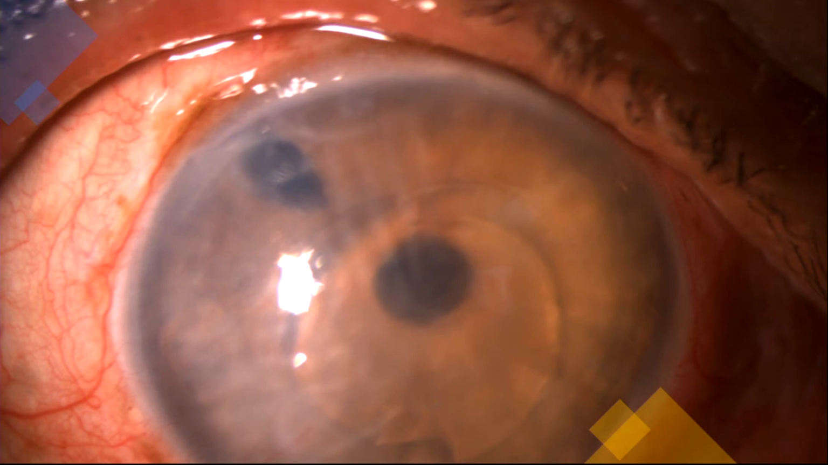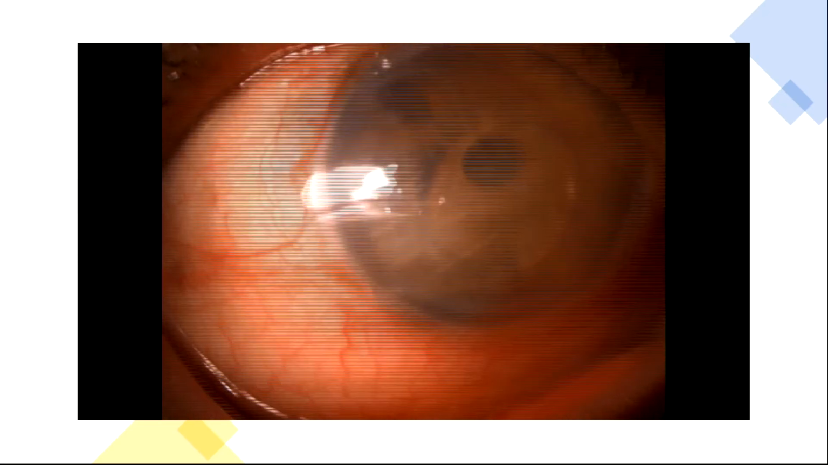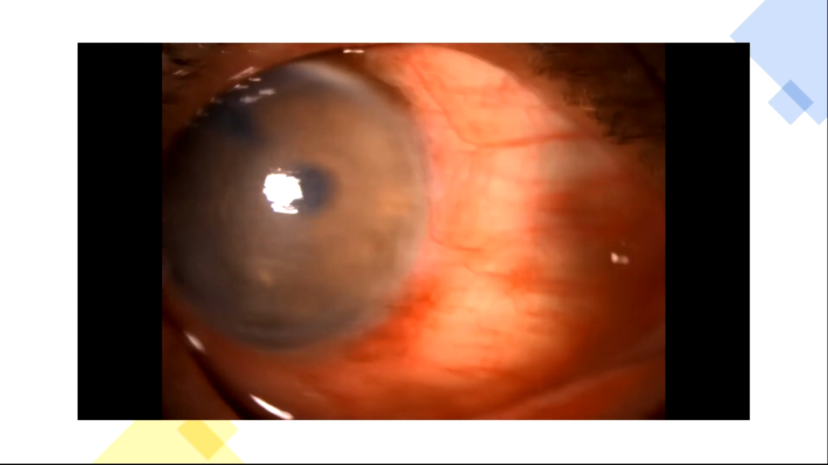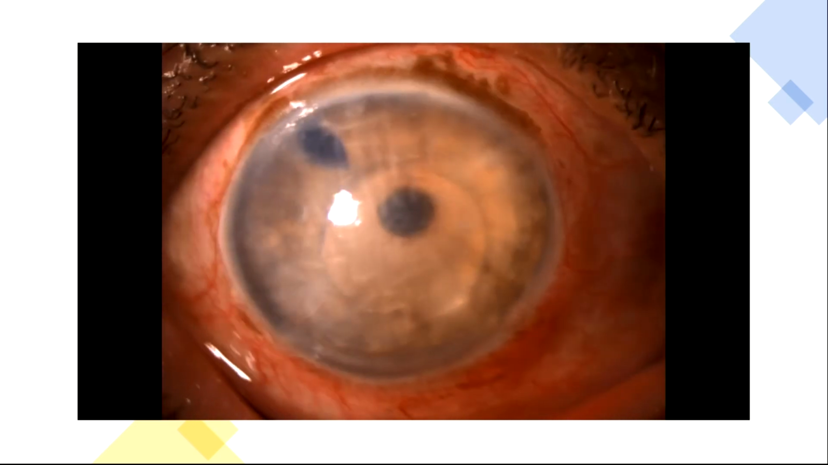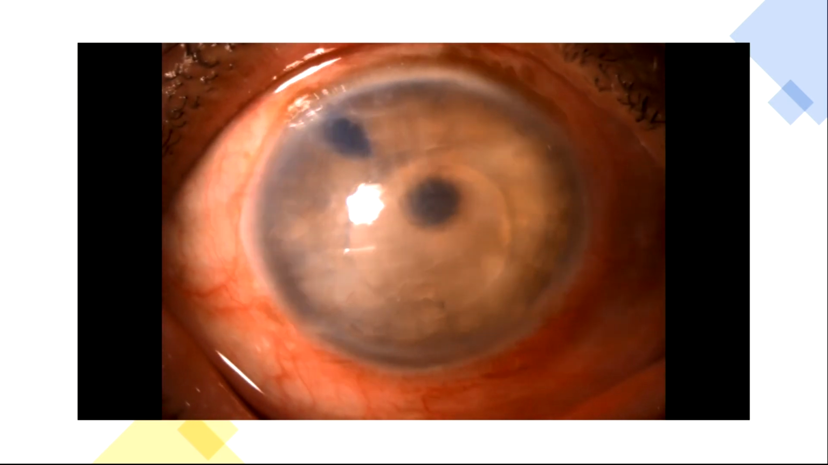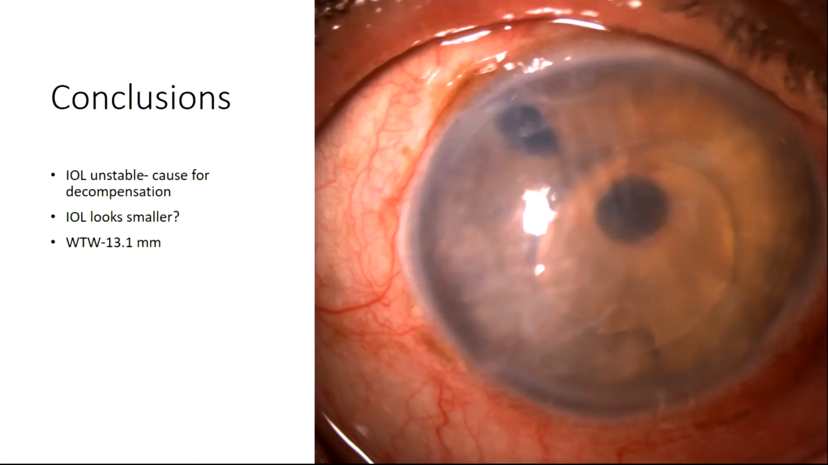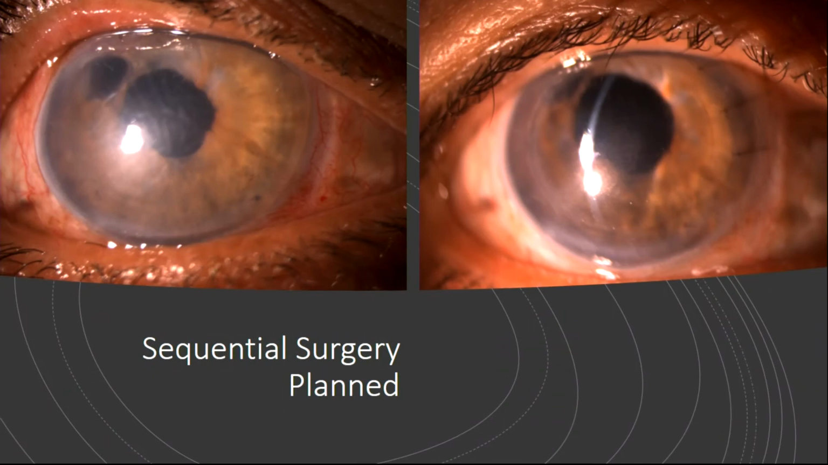Then there are these kind of patients who come to you and you look at this eye and you feel that there is something wrong with the IOL here. Obviously it is not stable, it's an unstable IOL, but apart from that it looks small. It's not that the IOL is small, but the eye is too large. This was a white to white of 13.1 millimeters. This patient underwent IOL explantation with SFIOL first, followed by a DSEK.